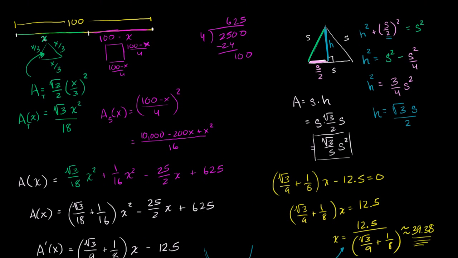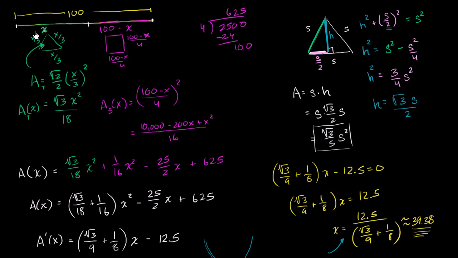So there you have it. We have answered the question. Where do we make the cut? We make the cut at x is equal to 39.38. And so this length will be 39.38 for our triangle, and then the length for our square is going to be 100 minus that. And if you wanted to figure out what that minimum combined area is, you could just substitute back into this hairy expression.